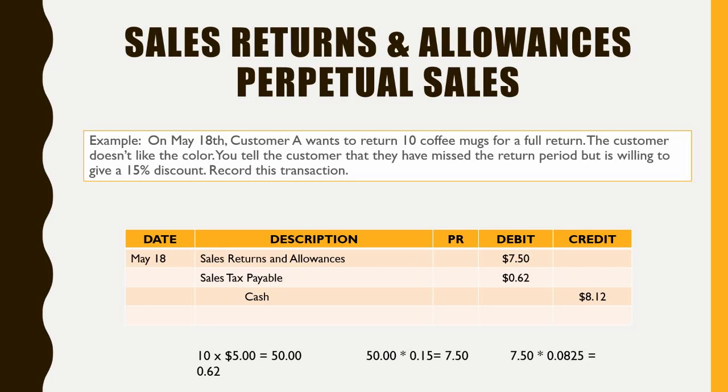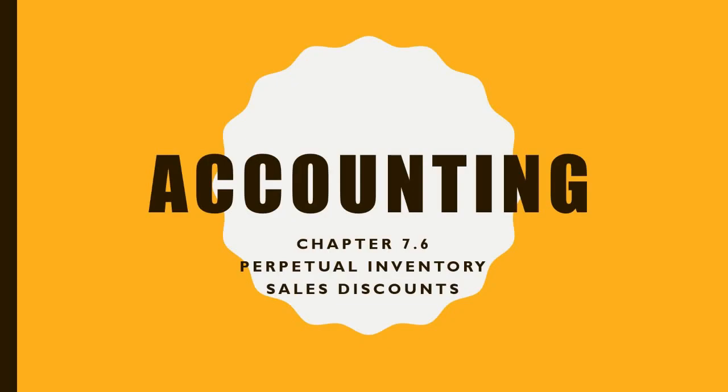Okay? So our only main takeaway here is that we're only dealing with sales, and that's it. Because we gave them an allowance, they didn't return the items back to us, so we do not need to update inventory at all. All right? And that is it for returns and allowances. Any questions? No, I have nothing yet.